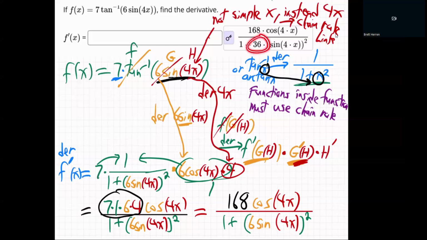And you can see, they pulled out the 36. You can do that or not. See how this 6 is squared. So if you want, you can make that a 36 in the front. It's good either way on that. And so that's how we do it. 7 times 6 times 4 is 168. Okay. And so there we go.